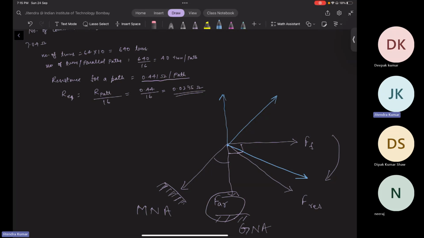Let me search it for you. Yeah, so I just Googled it and I am able to see that the MNA will be shifted in the direction of the rotation in the case of a DC generator, right? And it will be shifted in the opposite direction of the rotation in case of a DC motor. Is that what you want, Deepak?